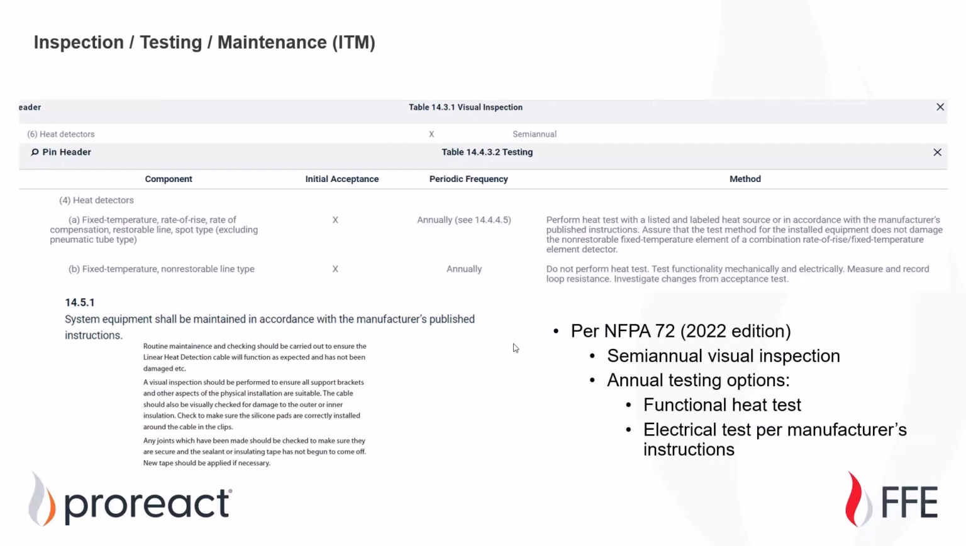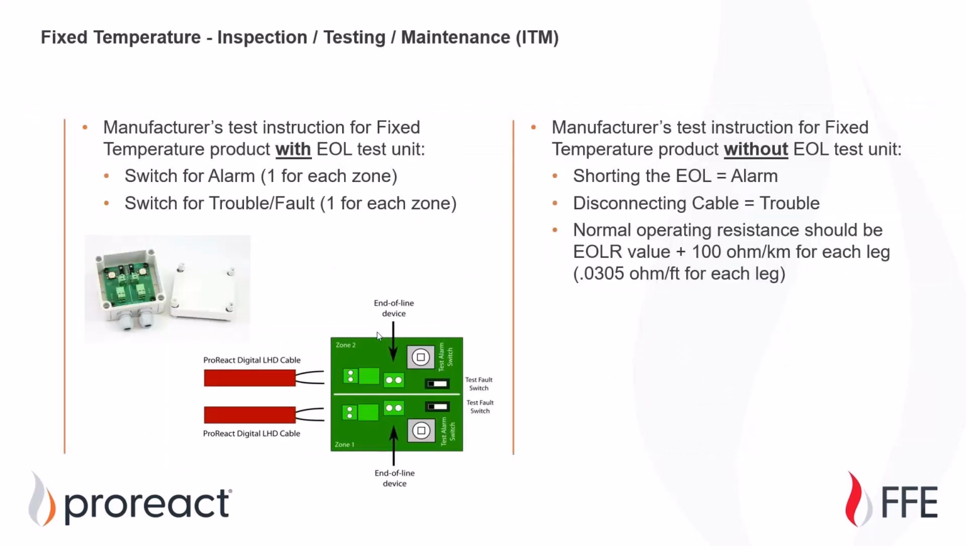For NFPA 72, you have a visual inspection frequency of twice a year or semi-annually, and you have a testing requirement of annually for your frequency for linear heat detectors. And in our literature, we have what to check for the visual inspection.